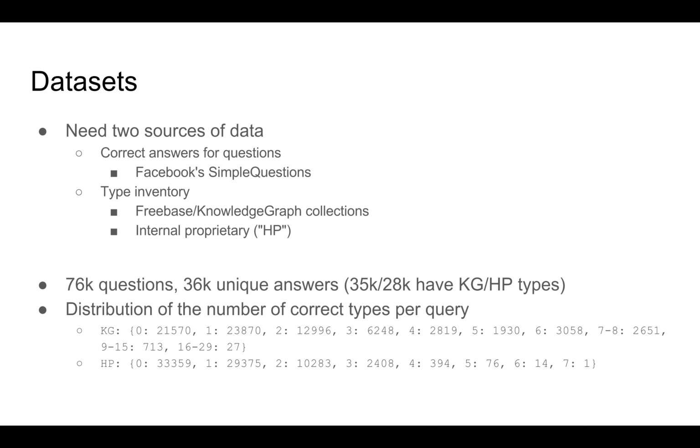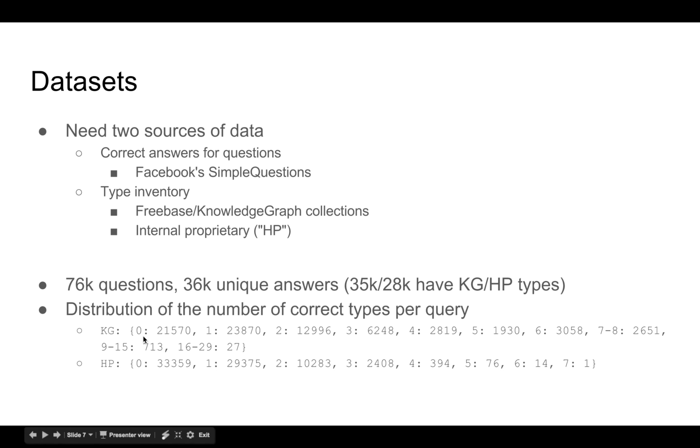Here are some stats about our dataset. So first, we clearly need a type inventory, and for that we use Freebase or knowledge graph collections, which is the same thing. And we also need labeled query answer pairs, for which we use Facebook's SimpleQuestions. It contains 76,000 questions and 36,000 unique answers. Most of them have knowledge graph collections.